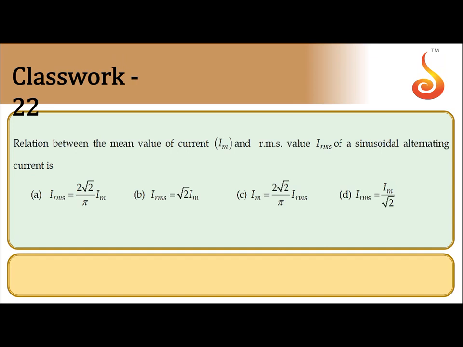The relation between mean value of current Im and RMS value of current IRMS of a sinusoidal alternating current is: IRMS is equal to 2 root 2 by pi Im, IRMS is equal to root 2 Im, Im is equal to 2 root 2 by pi IRMS, IRMS is equal to Im by root 2.